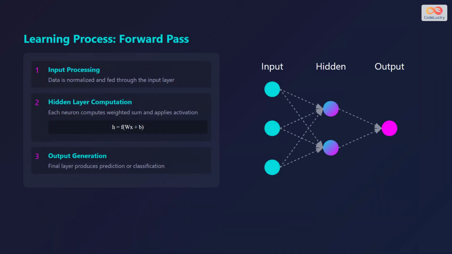Let's discuss the learning process, starting with the forward pass. In step 1, input processing, data is normalized and fed through the input layer. In step 2, hidden layer computation, each neuron computes a weighted sum and applies an activation function, as shown in the formula h equals f of w, multiplied by x plus b, where h is the hidden layer output, f is the activation function, w is the weights, x is the input, and b is the bias. Finally, in step 3, output generation, the final layer produces a prediction or classification.